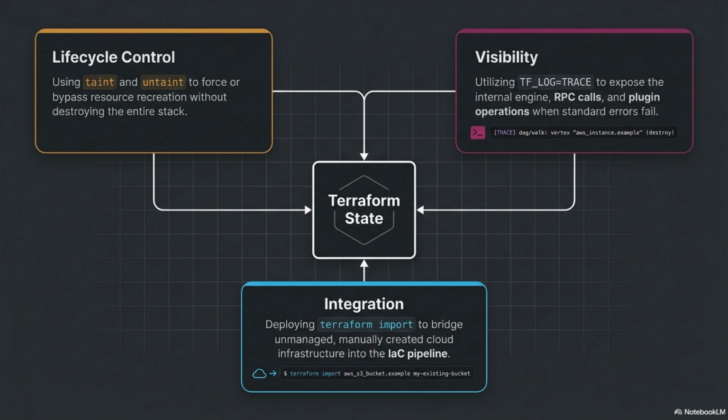The third pillar is integration. This is terraform import, the bridge between the chaotic, manually created real world and your clean, version-controlled IaC pipeline. It's how you bring rogue infrastructure home. All three feed directly into and out of Terraform state. Master these three, and you master the entire lifecycle of your infrastructure.